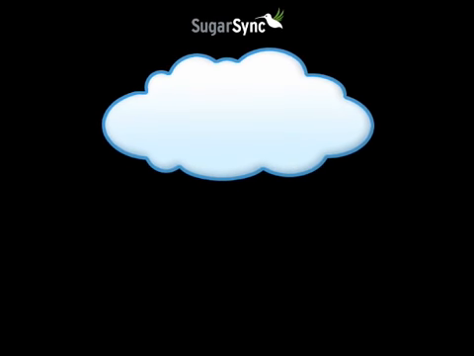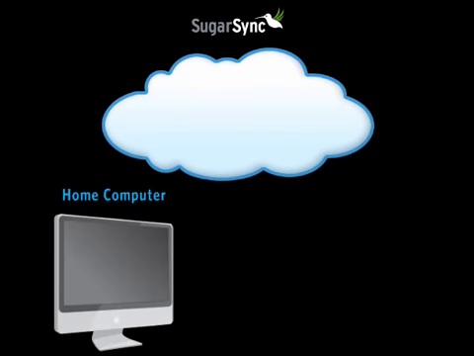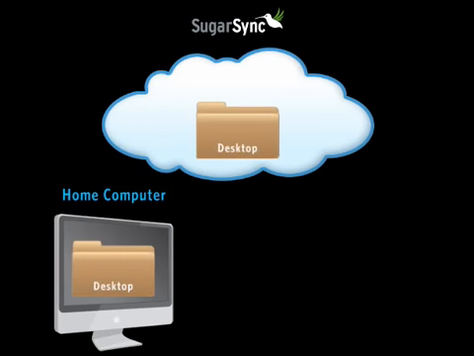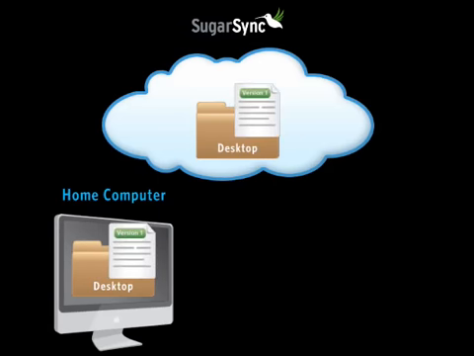In this diagram, we see my home computer and SugarSync. Using SugarSync, I've already selected my desktop folder to be backed up. If I create or change a file in the desktop folder, a copy of the file is automatically uploaded to SugarSync. At this point, the file has been backed up and it is safe and secure.